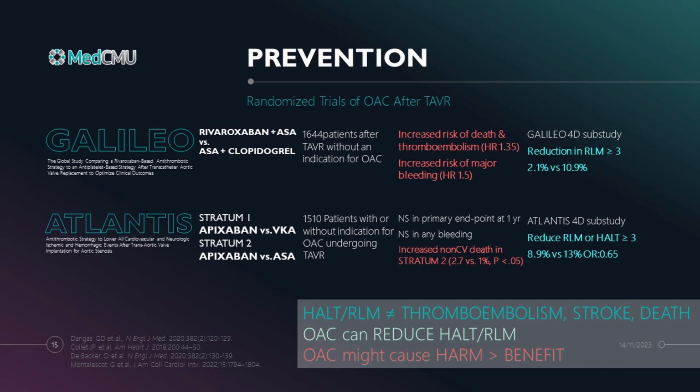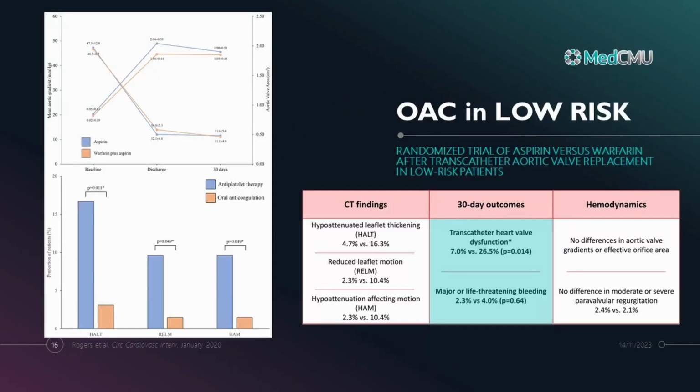However, the conclusion is that HALT and reduced leaflet motion do not imply that it will increase stroke, thromboembolism, or death. And oral anticoagulation can reduce the HALT and the RLM. But oral anticoagulation might cause more harm from bleeding than the benefit of preventing HALT. However, both of these randomized controlled trials were performed in patients that are quite old and high risk.